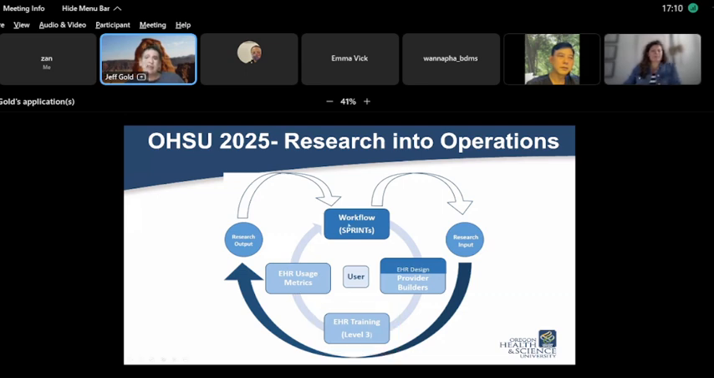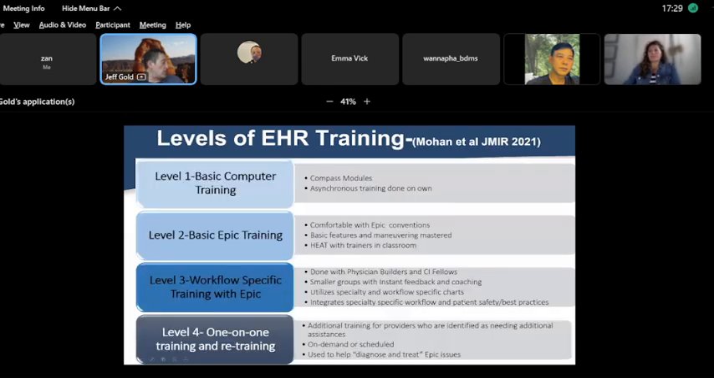Second is up top here, what are called sprints, this idea that we go into the work site and understand how the EHR is being used in the context of daily workflow. Third is we incorporate the people who design the system. And then finally is training. And I will explain what I mean by level 3 training right now. Sorry, my slides are automatically advancing, being a pain.